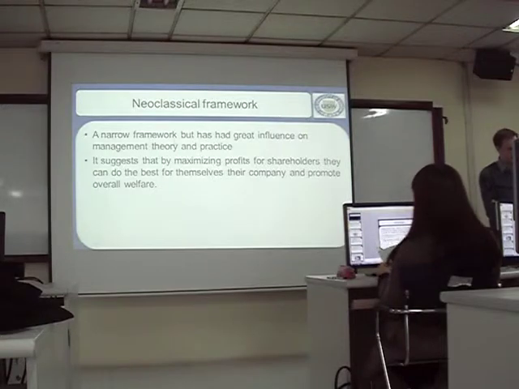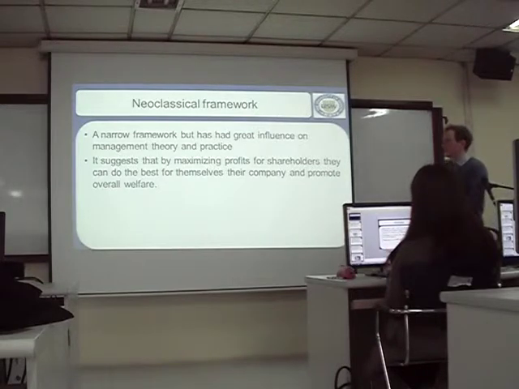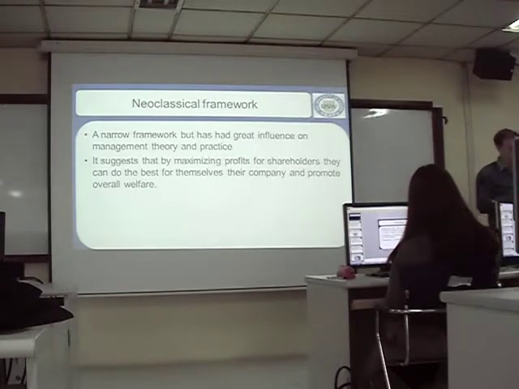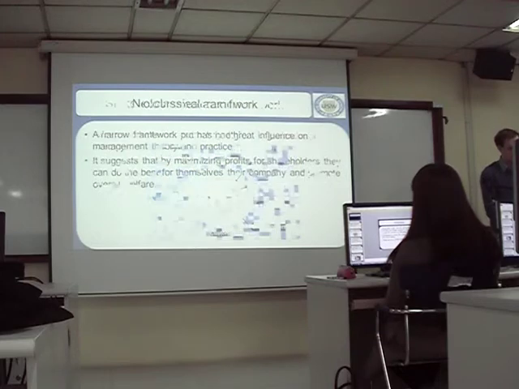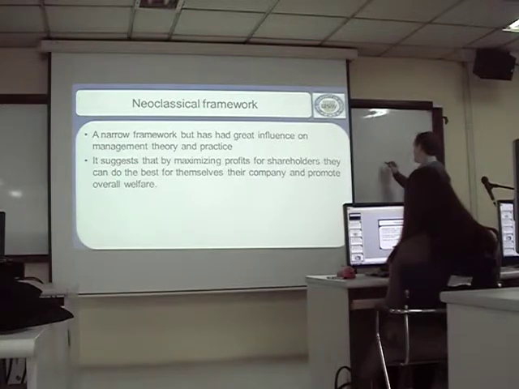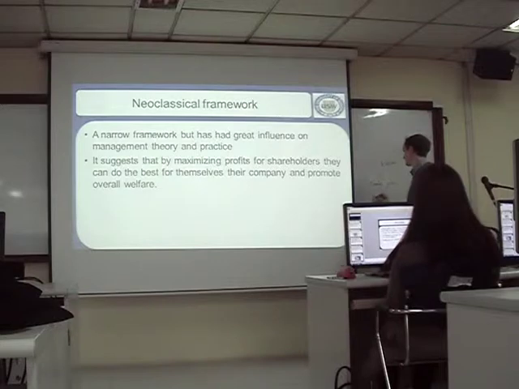So this is a narrow framework. Narrow means it's not very wide. Individuals focus on their own benefit, getting the best thing for themselves, and companies focus on profit. It suggests that if we maximize profits for shareholders, then the company does the best for themselves and we can promote overall welfare. So how can that work? Let's say that I'm a company, I make a big profit, 100 million, so I can create jobs. I also pay taxes. So it helps the community.